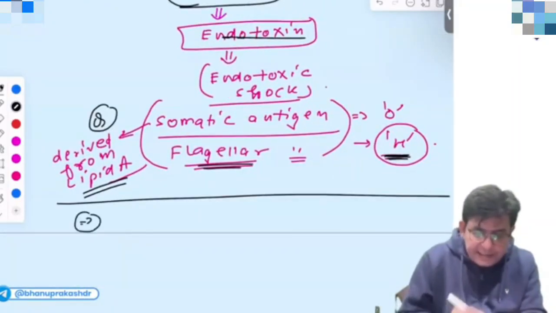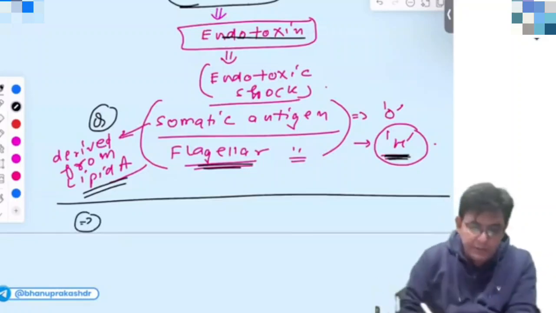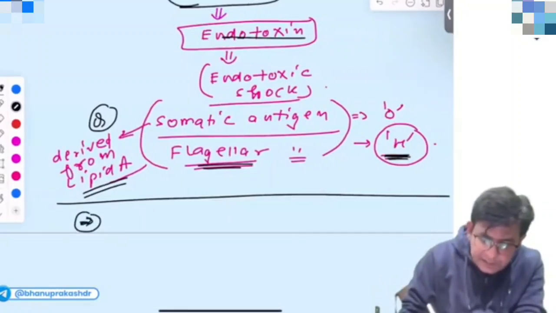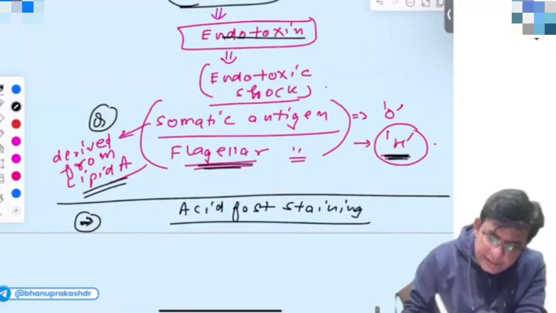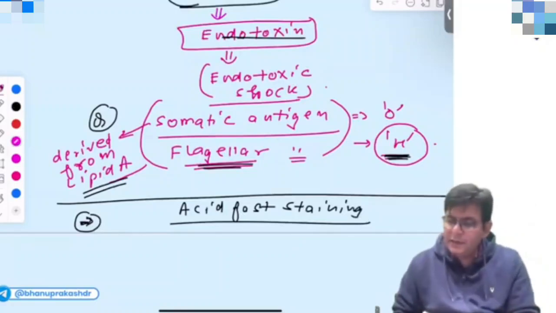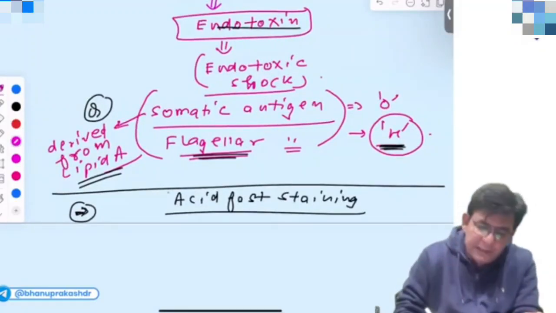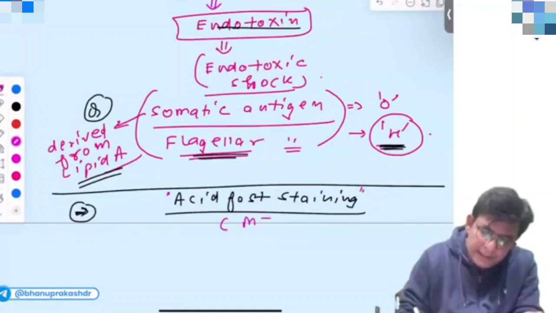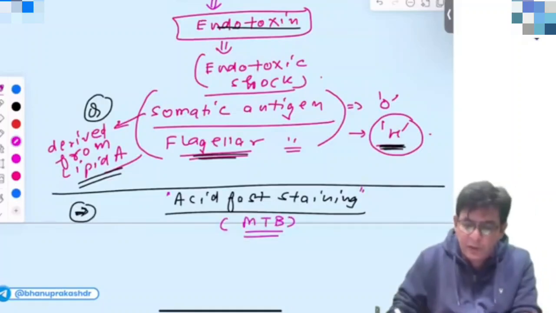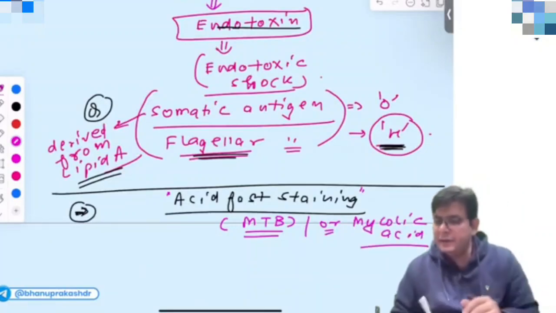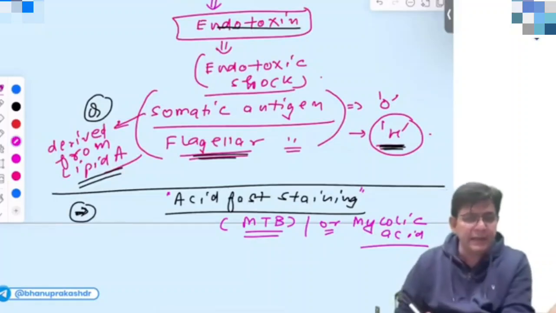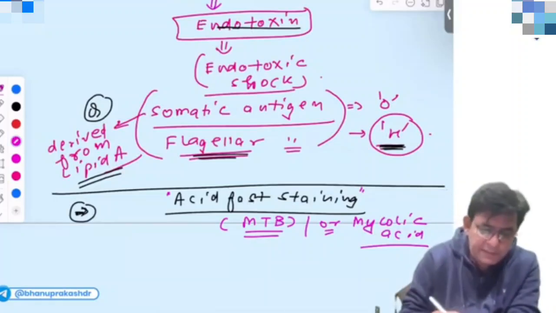Now, the second important stain is the acid fast stain. Acid fast staining. This is the second one. And you do acid fast staining for what? You do it for Mycobacterium TB, or those which have which particular acid in them, guys? Mycolic acid. So for Mycolic acid-containing organisms or mainly Mycobacterium TB, we do acid fast staining.